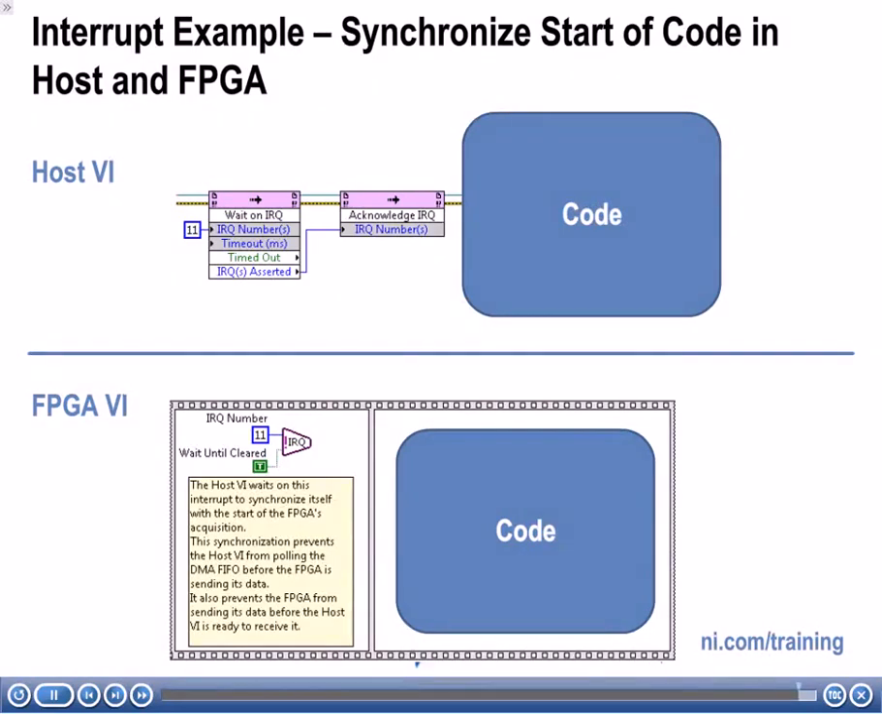Now you can notify the host VI of one-time or infrequent events from the FPGA VI using interrupts. Next, we will implement an FPGA watchdog.